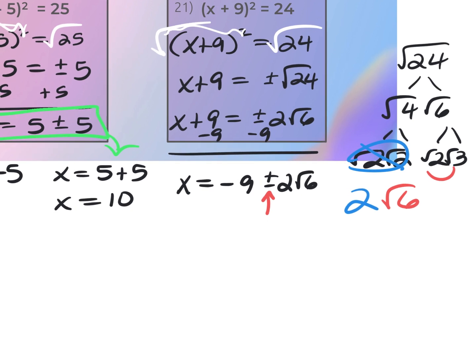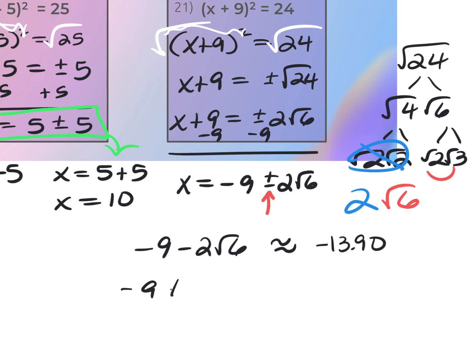So the first one, -9 minus 2 square root 6. That decimal approximation is going to be -13.90. -9 plus 2 square root 6. That decimal is -4.10.